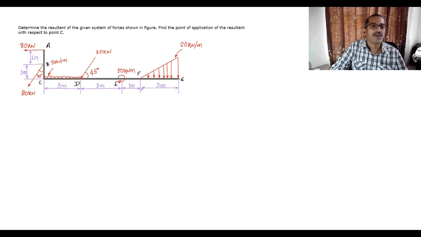Some loads are horizontal, some are inclined, right? But there are two loads which are not point loads. One is a UDL in between CD, and the other one is a UVL in between FG. To find the resultant of such a force system, the first step is to convert these loads into equivalent point loads.